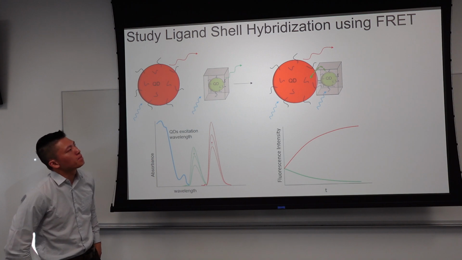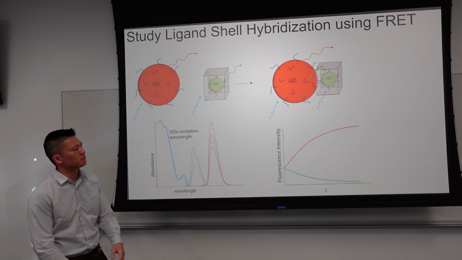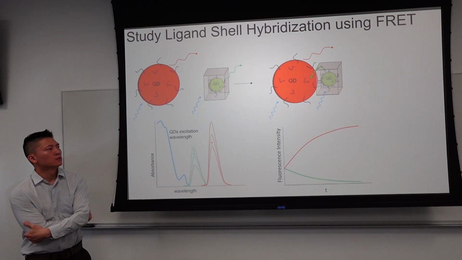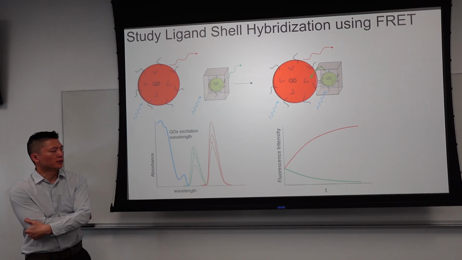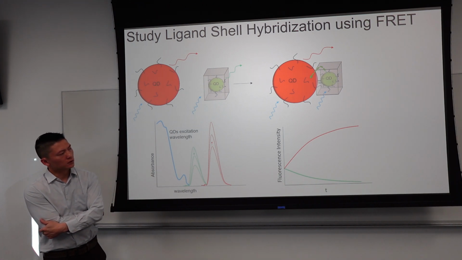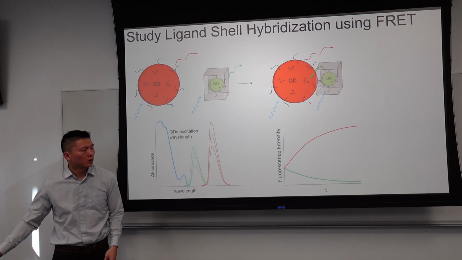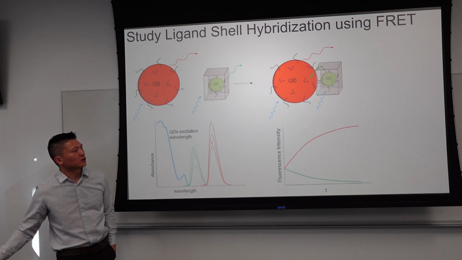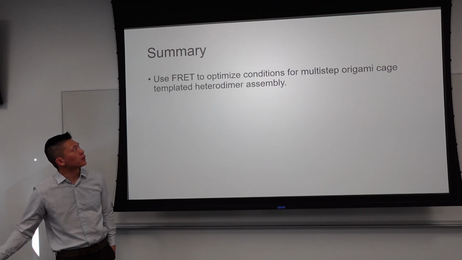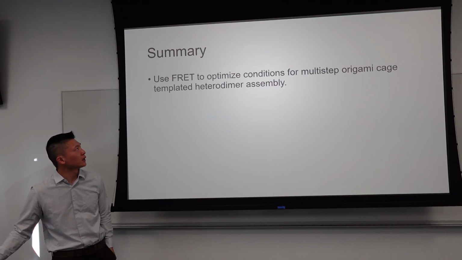Maybe we could see something like this, and again, this would be representative of ligand shell binding. The fluorescence intensity changes as a result of ligand shell binding, so we could back out some kinetic information. Anyways, in summary, use FRET to optimize the conditions for the multi-step origami cage templated heterodimer assembly.